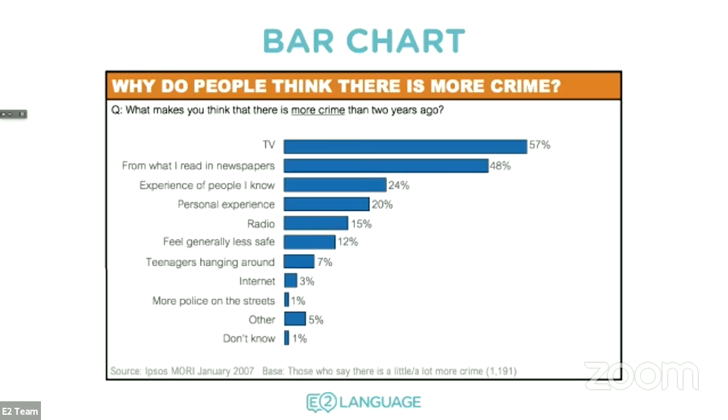Newspapers follow second at 48%, followed by personal experiences of individuals. More police on the streets and the fact that people don't know account for just 1%. Overall, we can see that media such as TV, newspapers, and radio is most influential. And stop at 37 seconds. Your turn. Here we go.